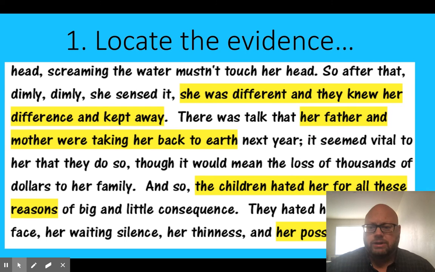She was different, and they knew her difference and kept away. Her father and mother were taking her back to Earth. The children hated her for all these reasons, and they hated her possible future, like what she might have in store for her future. So those are 4 different pieces of evidence that I found in the text from All Summer in a Day that support why the other kids didn't like Margot.